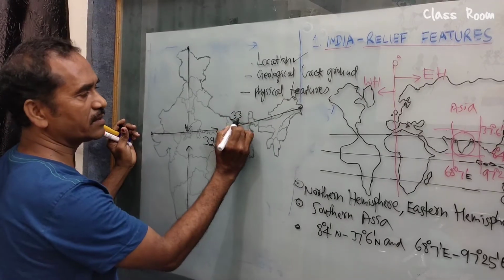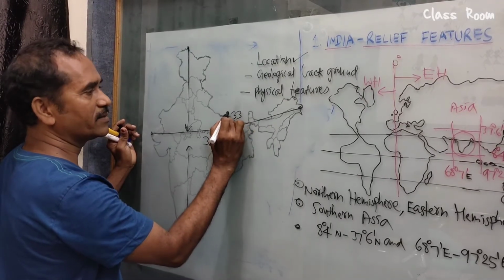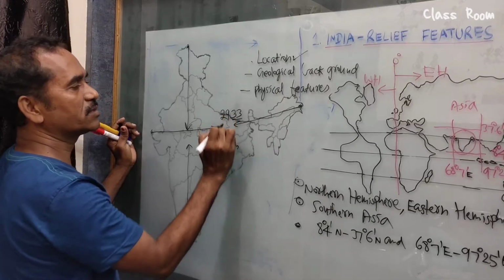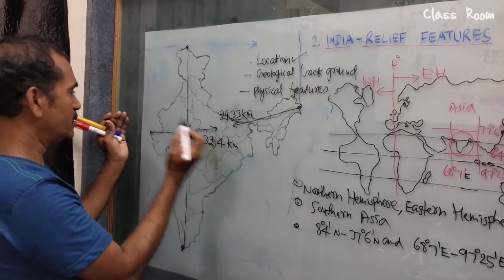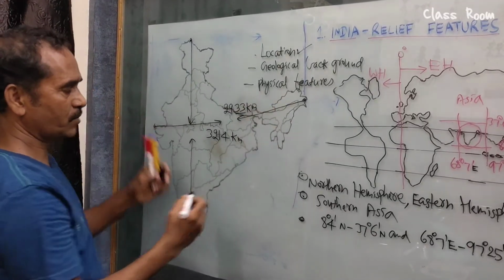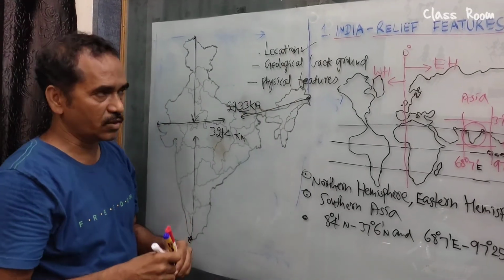How many 3s are there? 3 3s are 9. So how many 3s are there? 2 3s. So 2,933 kilometers. This is the distance between west to east. Okay, now this is the location.